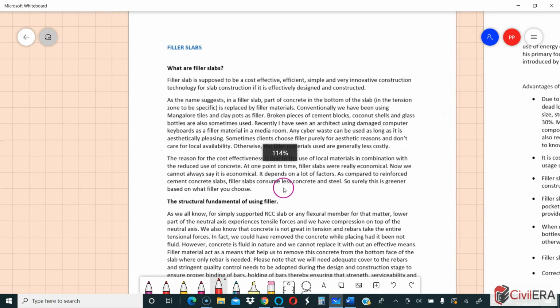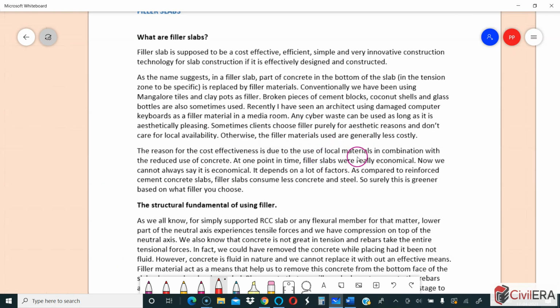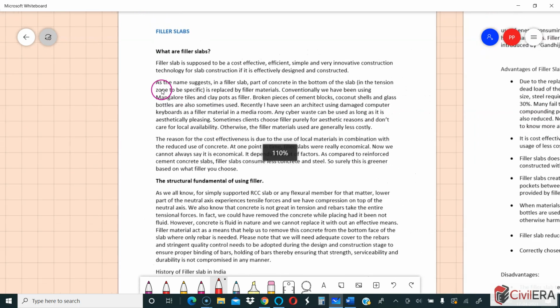The reason for the cost effectiveness is the use of local materials, as I just mentioned, in combination with the reduced use of concrete. At one point in time, filler slabs were really economical. Now we cannot always say it is economical unless you choose locally available material and have skilled manpower. As compared to reinforced concrete slabs, filler slabs consume less concrete and steel if rightly designed and executed. So surely this is greener, based on what filler you choose. You are consuming less steel and concrete, so that is a big advantage.